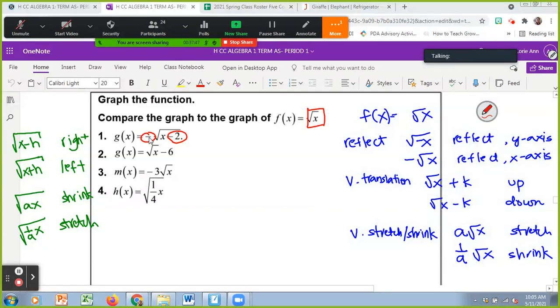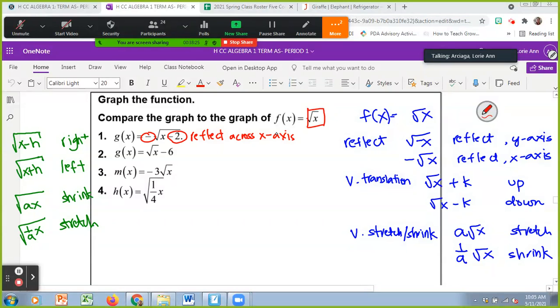What's the meaning of when you're multiplying the square root with a negative? Reflect. Very good. So when you're trying to find the answer, ignore the 2 first. Pretty much you have a square root, that's the parent function, and then they multiplied by a negative. So it looks like this, right? So that first one is reflection. So reflect across the x-axis.